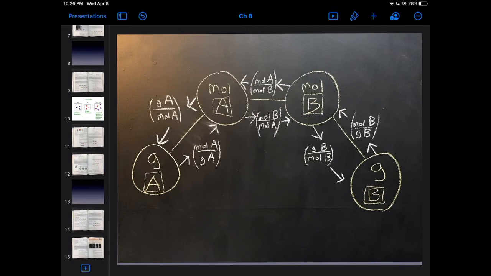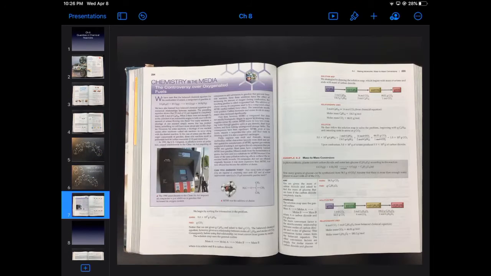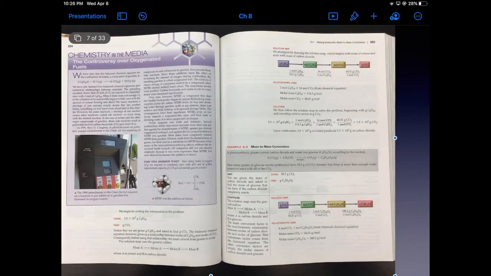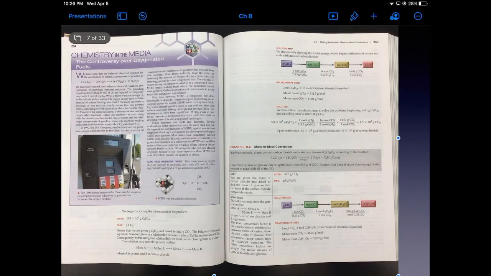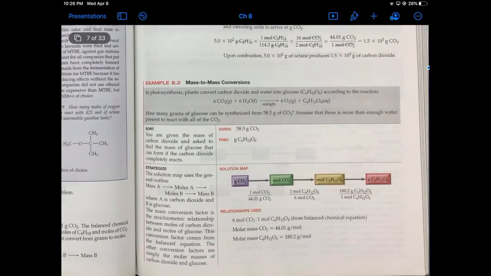There might be some problems where I don't give you that chemical equation though, so keep that in mind. You have to balance your own chemical equation and get your own recipe. You guys know how to do that. You've balanced equations before, all right? Especially this one, photosynthesis. I would sure hope you know how to balance that. I think I told you the trick to that one.